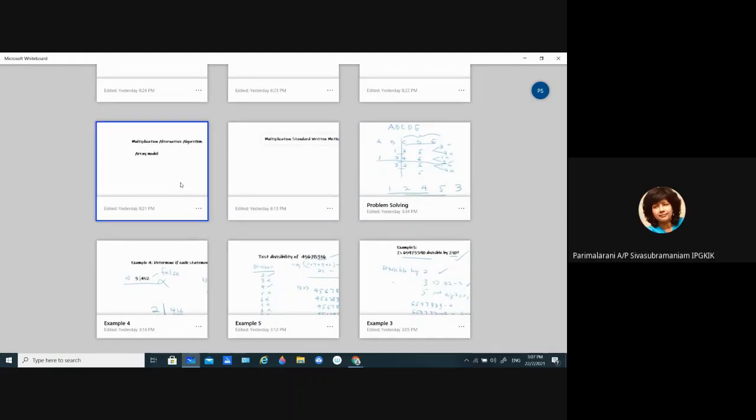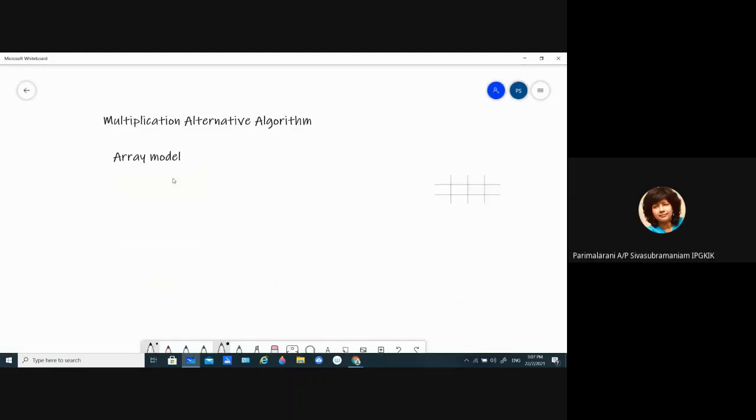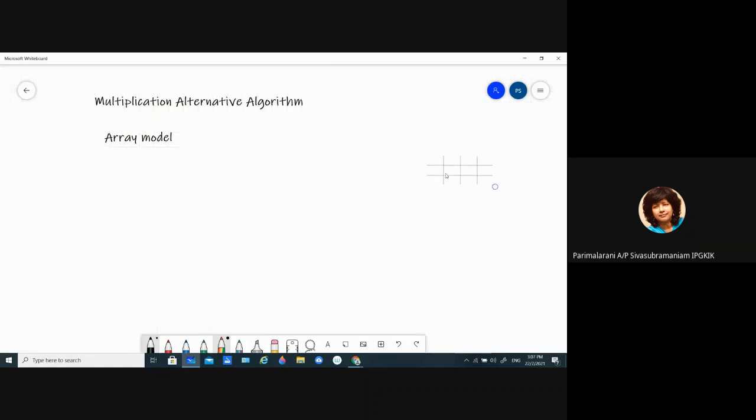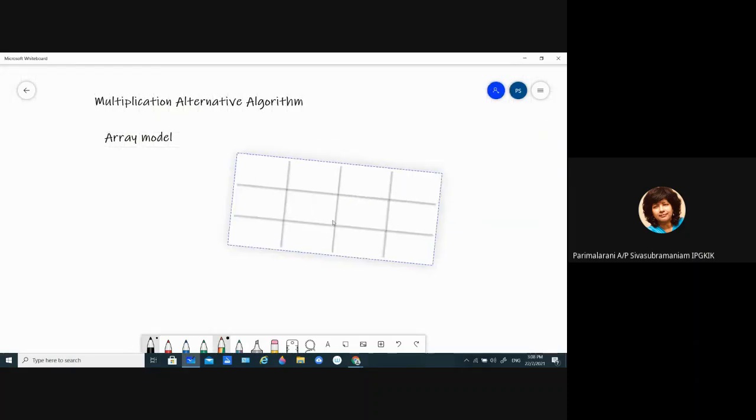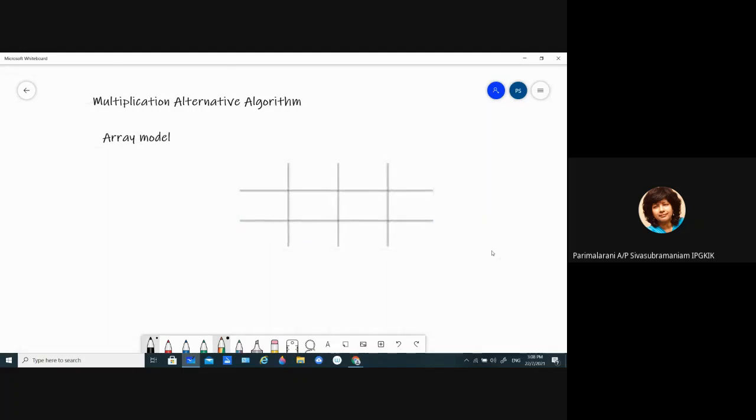The array model is very similar to the area model. Supposing I had an example here, 248 times 58. So this is multiplication. I break up this number into 240 and 8, and this number into 50 and 8.